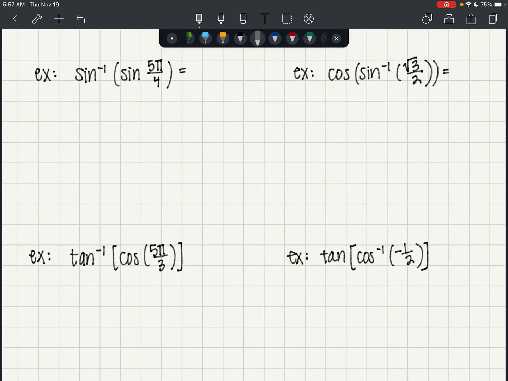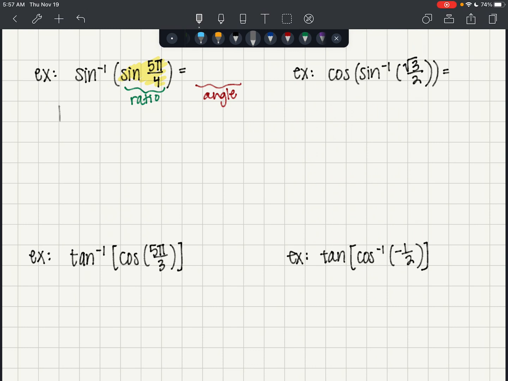It's a little tricky. We do have work to do though, because you can't just assume. So let's think about this. We've got inverse sine of the sine of 5 pi over 4. So sine of 5 pi over 4, that's a ratio, right? You put a ratio into the inverse and you're going to get an angle.